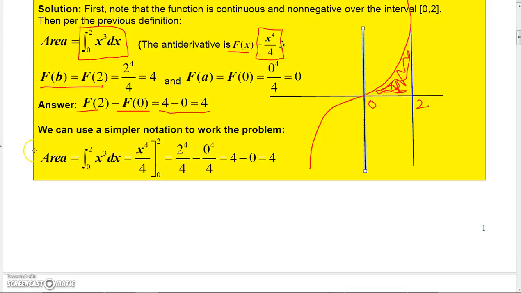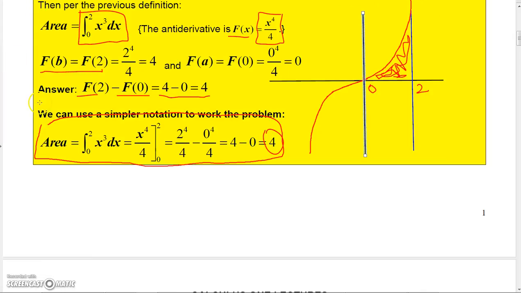Now, if you want to put a little more compact notation, then this is how we write it. So the integral from 0 to 2 of x cubed dx is equal to x to the 4th over 4 from 0 to 2, and then you just evaluate that function at 2 and see what you get, then evaluate it at 0, see what you get, and then take the difference, and you get 4. Hey, that's pretty cool, isn't it? That's a lot better than that other definition.